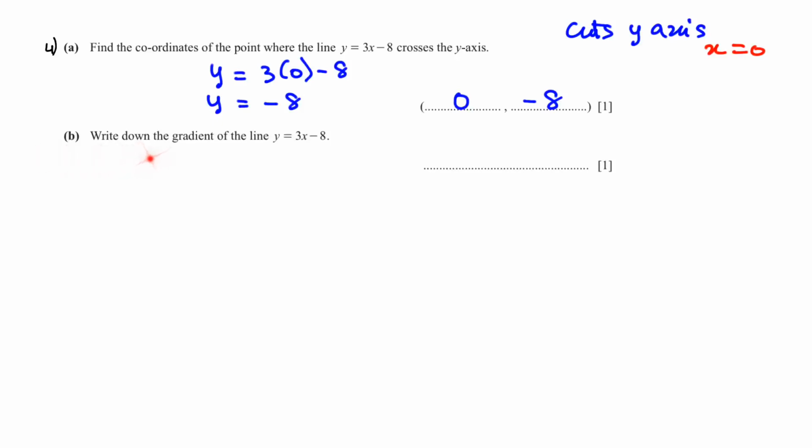Next, write down the gradient of the line y is equal to 3x minus 8. You know that gradient is the number before x. So the number before x is what? 3. That's our gradient.